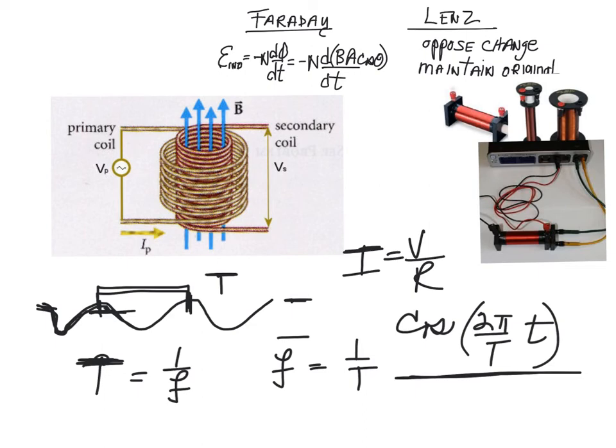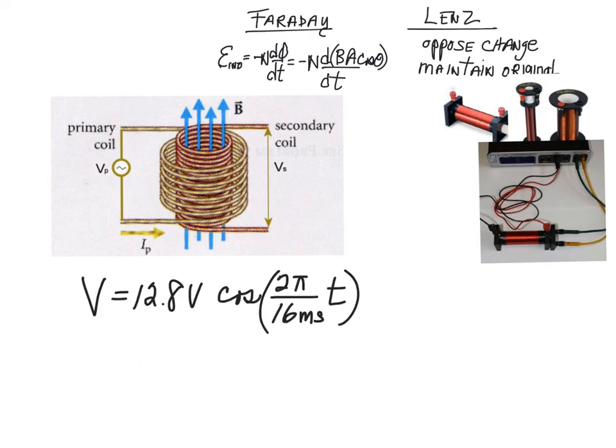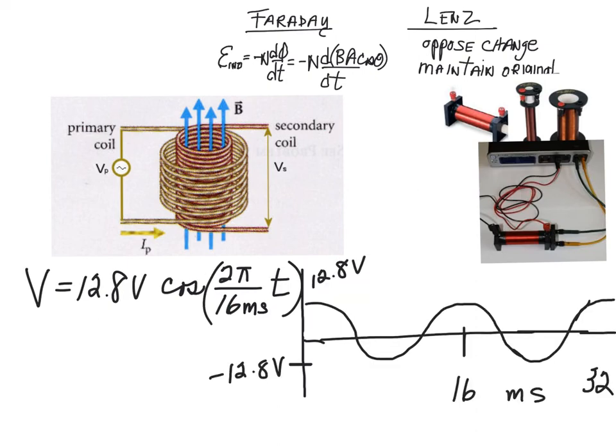Let me actually pull that function out. So this is the function of the voltage for problem 10. And so you can see that the cosine, as the time ticks off, it's going to go through a complete cycle every 16 milliseconds. And so if we were to graph this, let me pause and graph it. So this is what the graph would look like.